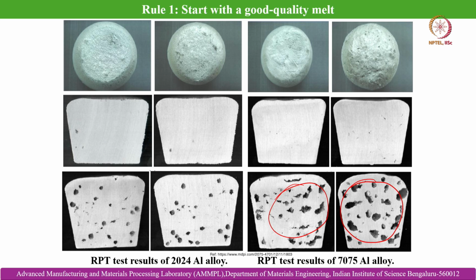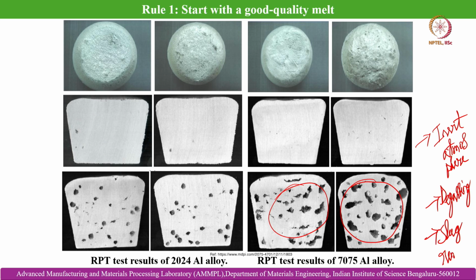How can you achieve that? You can do the melt preparation within an inert atmosphere or under a vacuum environment, and post melt preparation you can do proper degassing, and number 3, you can do proper slag removal. These are the 3 practices that you can follow so that you can prepare a good quality melt and end up getting a cast part with sound structural integrity.